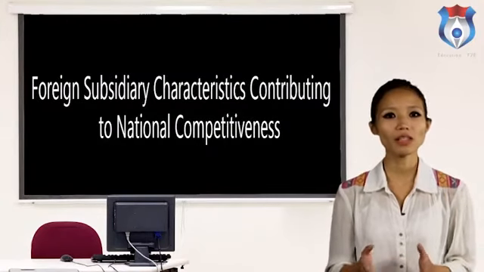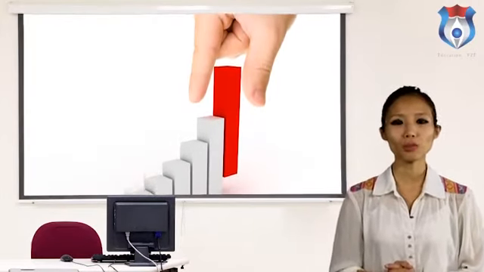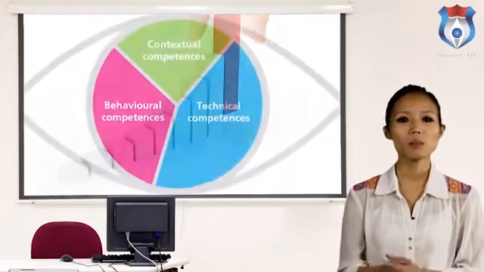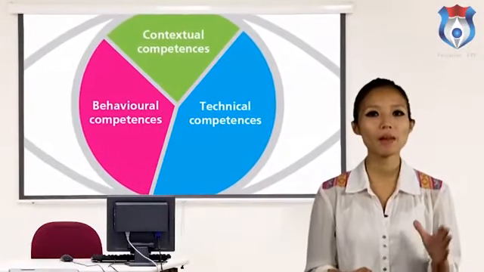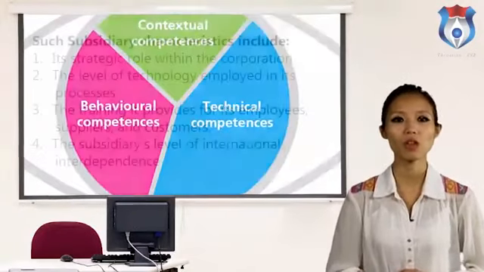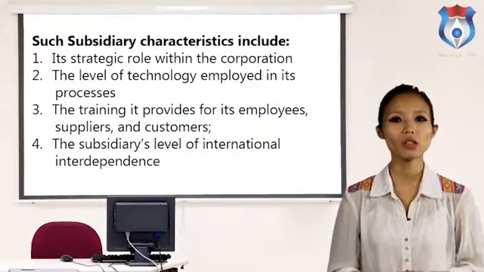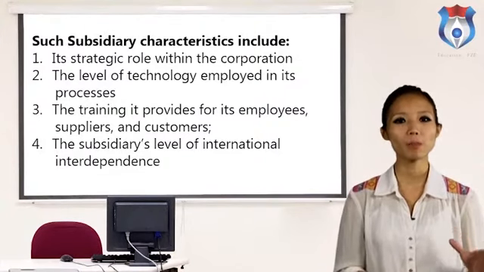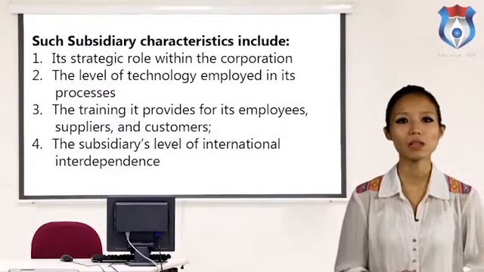Foreign subsidiary characteristics contributing to national competitiveness. Not all foreign subsidiaries will contribute the resources needed to maintain the national competitiveness of their host nation. Subsidiaries with certain characteristics are greater providers of the resources and technical and managerial skills that are so important in building and maintaining national competitiveness. Such subsidiary characteristics include its strategic role within the corporation, level of technology employed in its processes, the training it provides for its employees, suppliers and customers, and the subsidiary's levels of international interdependence.